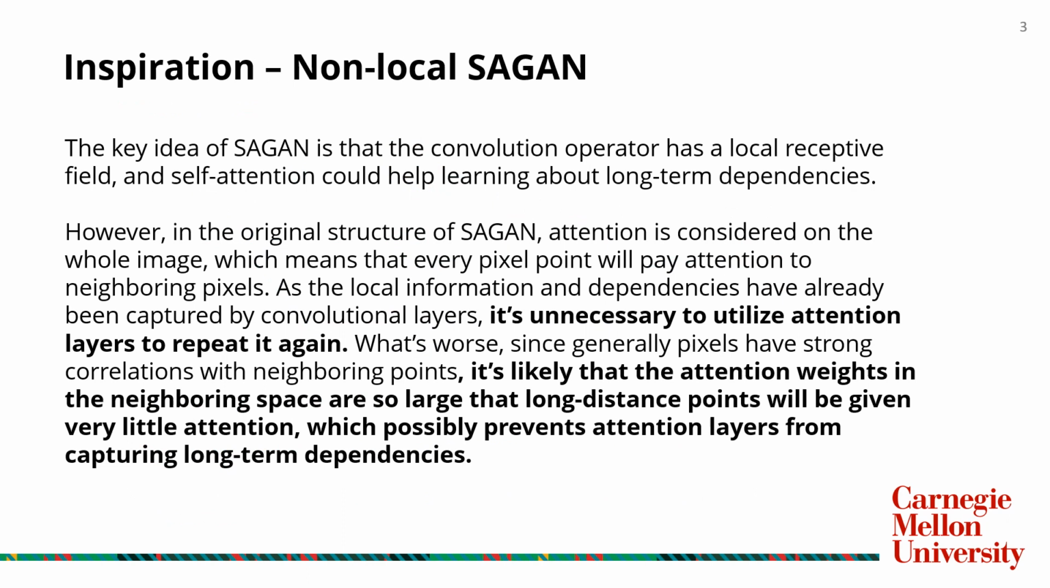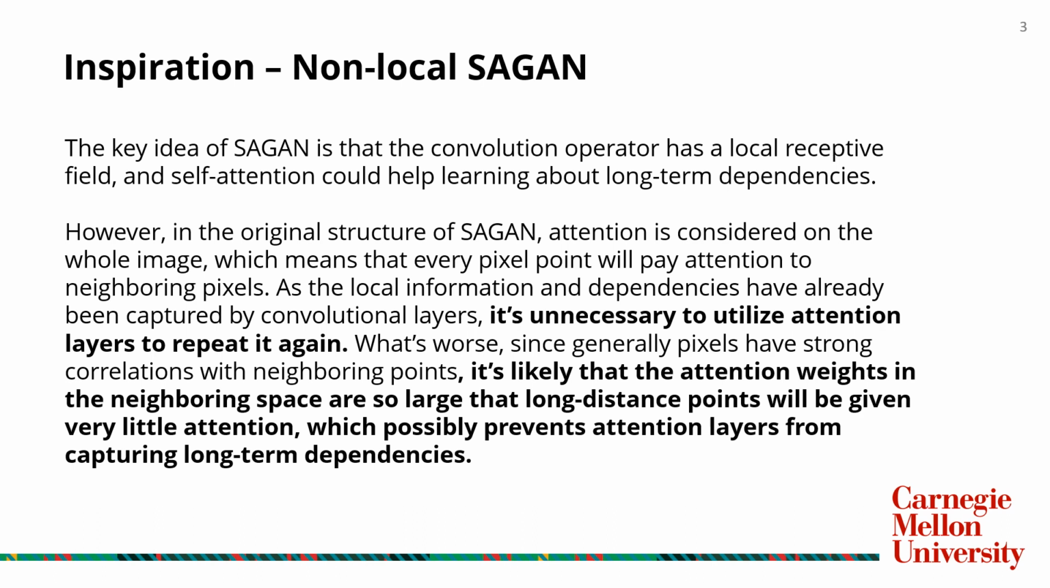After a general introduction of SAGN, I'd like to propose our own non-local SAGN. The key idea is that the convolution operator has a local receptive field, and self-attention could help learn long-term dependencies. In other words, these two different mechanisms play different roles. The convolution operator is responsible for capturing local features, and the self-attention layers are responsible for capturing long-term features.